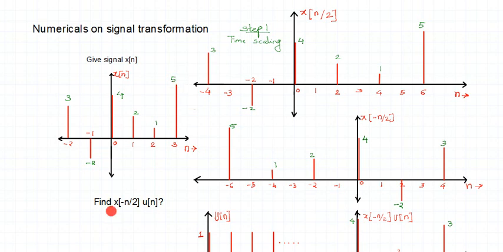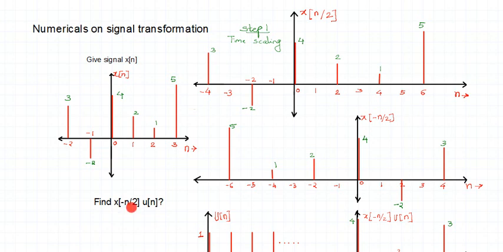Whereas you have been asked to find x of minus n by 2. So what was step number 1 that we just discussed? Identify the operations in the signal. What are the operations here? There are two operations. There is no shifting here. There is a minus sign associated with n. So if there is a minus sign associated, what do we understand? It's a time reversal, right? And n by 2 means that there is a scaling. So there are two operations we identified. One is reversal and one is scaling.